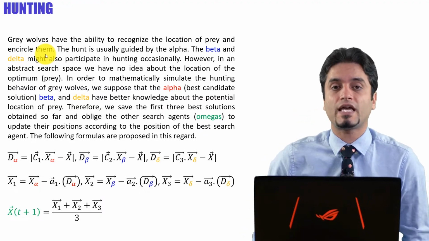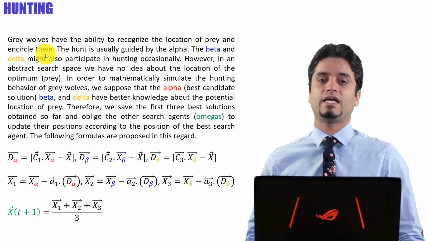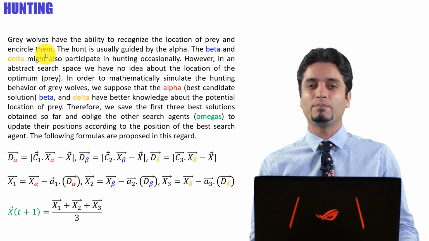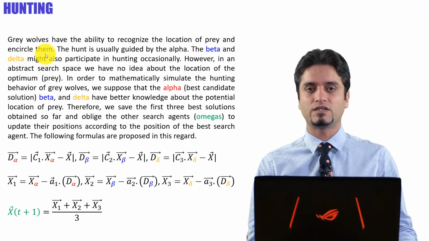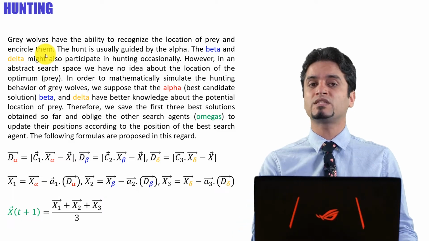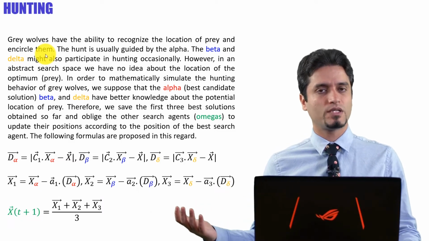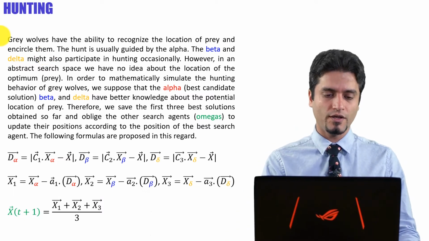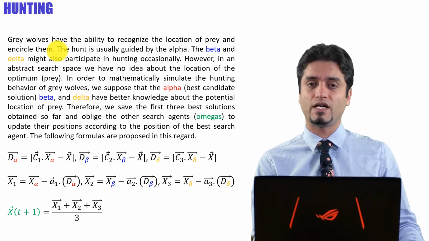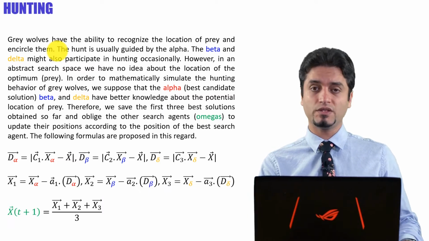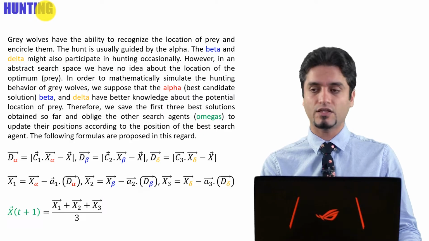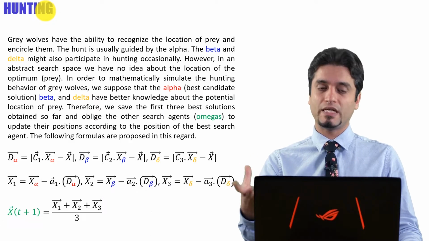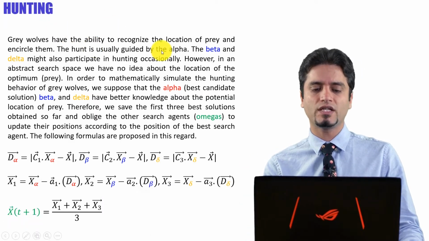Because it's safe to assume, I should say, that when you have three best solutions for a problem, those are very close to the best solution, or those are the most promising ones. So you don't want to waste your computational resources on other bad solutions. You have to rely on those good solutions. And that's what a lot of stochastic optimization algorithms do. They rely on good solutions, because that's the only way that you can judge whether you are doing something better or not. Anyway, the hunt is usually guided by alpha.